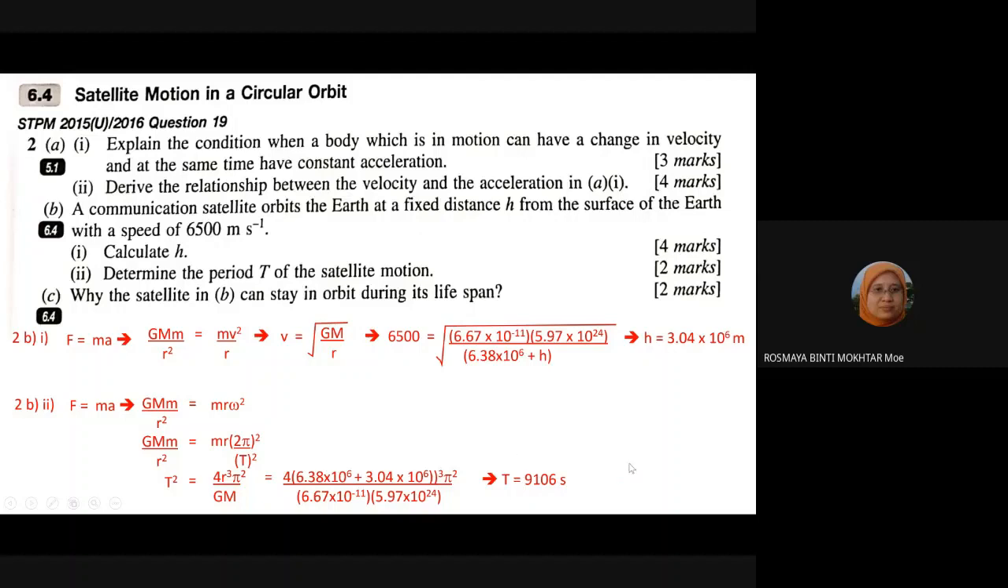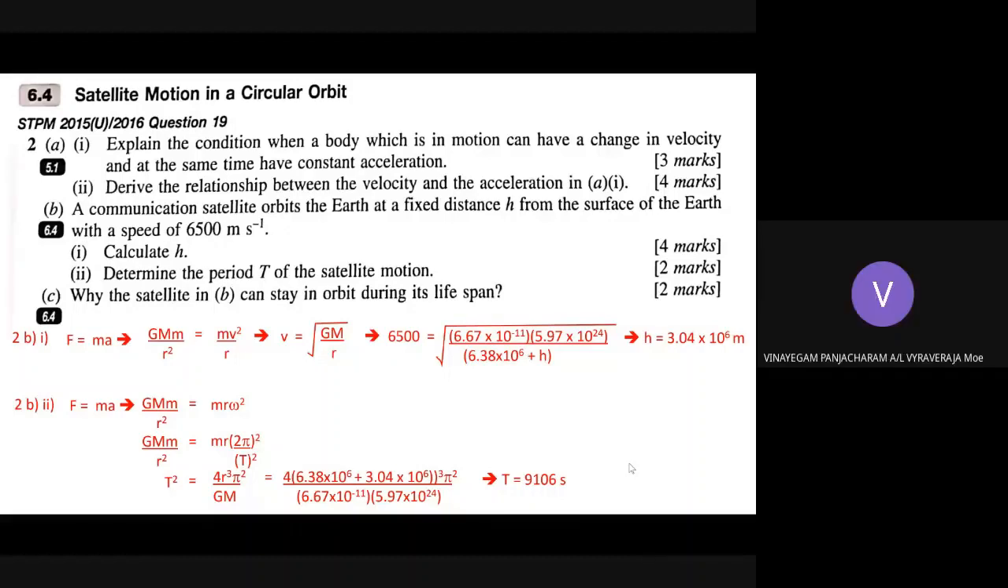Any question or not? Understand B2? And the second step, understand or not? Use 2 pi r per v. I didn't show it here. Use 2 pi r per v, and also you get T equals 9106.